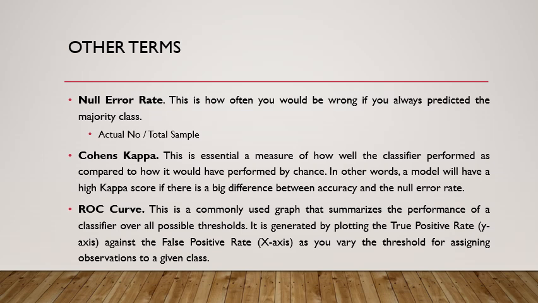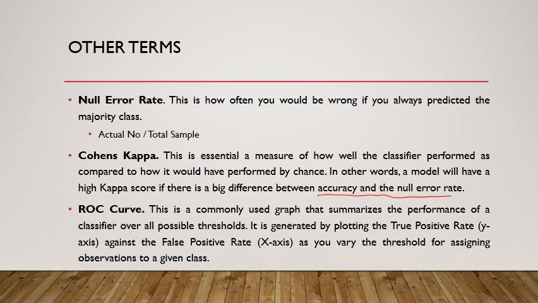Other terms you can find in the output of a classifier is the null error rate. This is how often you would be wrong if you always predicted the majority class. And then we also have Cohen's kappa. This is an essential measure of how well the classifier performed as compared to how it would have performed by chance.